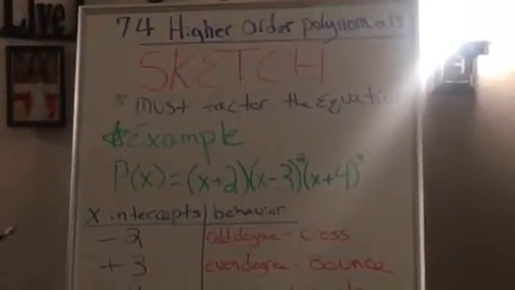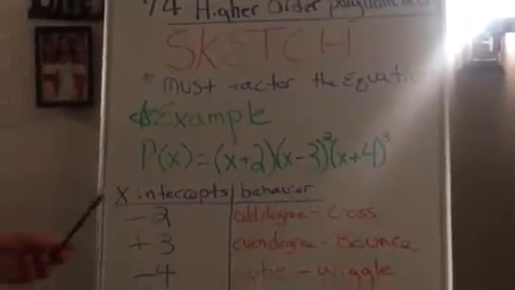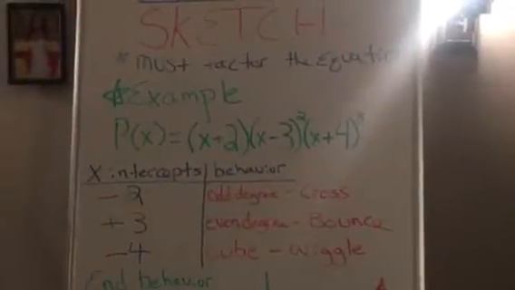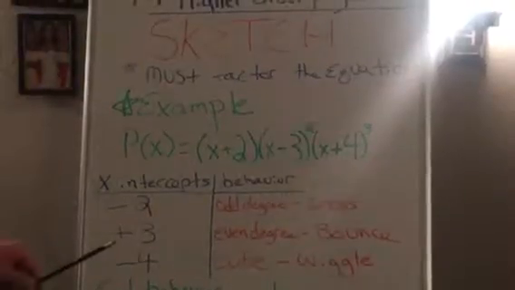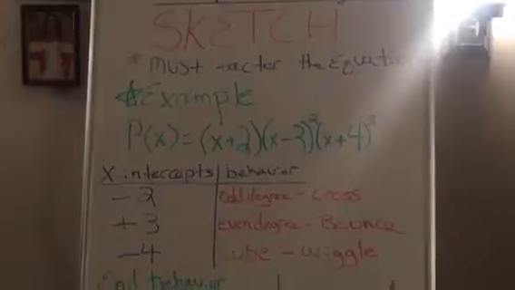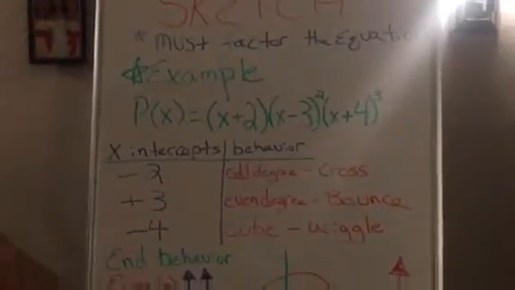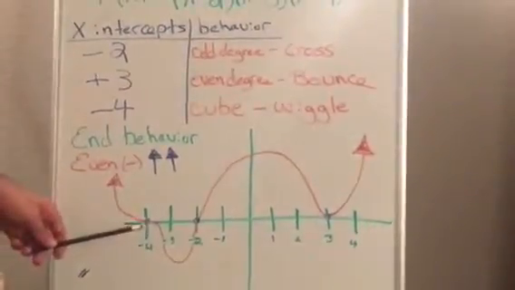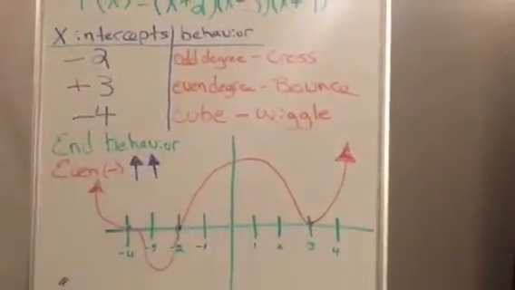The next thing you're going to want to do once you have it in factored form is find what the x-intercepts are. To find the x-intercepts, you're going to set all the x factors to 0 and then solve. So we have -2, +3, and -4 as our x-intercepts. Once you have the x-intercepts, you can plot the points along your x-axis on your graph, which I've done here in blue. You have a point at -4, -2, and +3.